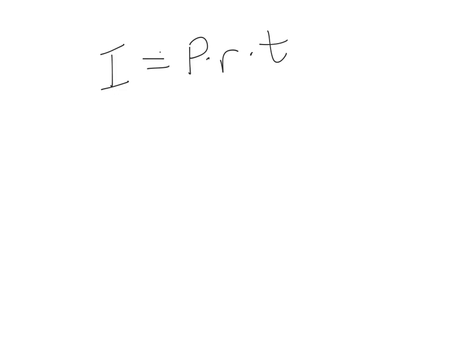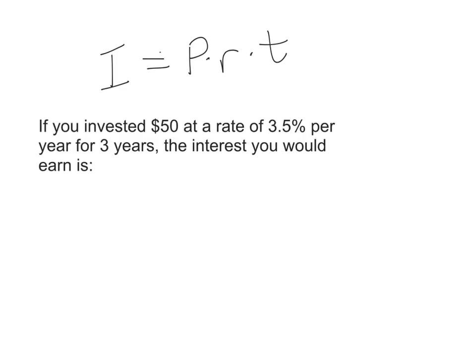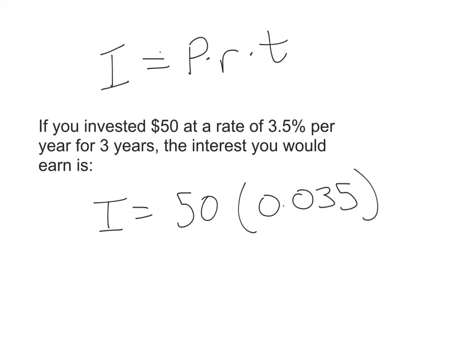So, if you invested $50 at a rate of 3.5% per year for 3 years, the interest you would earn is represented as I, interest you would earn, equals 50, the principal you've invested. The rate, now I wrote 3.5%, which if we represent it as a decimal would be 0.035, times time, which in this case is 3 years. And if we simplified that, we'd figure out that was $5.25.